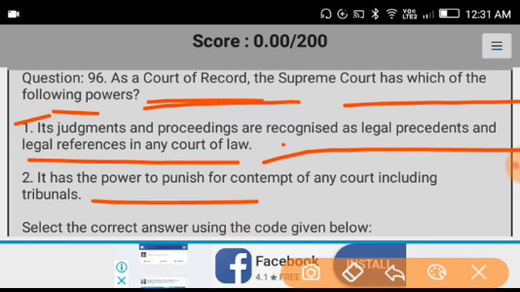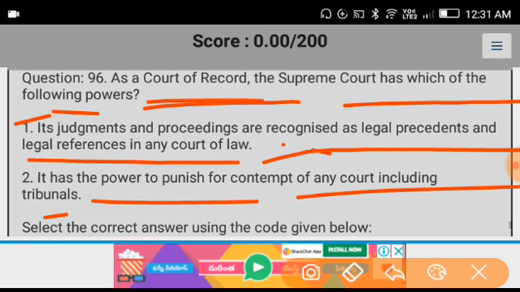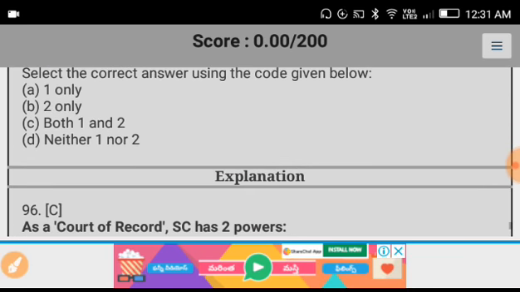And it has the power to punish for contempt of any court, including tribunals. So the Supreme Court has the power to punish for contempt of any court, including tribunals. So it is correct. Its judgments and proceedings are recognized as legal precedents and legal references in any court of law. So both are correct.